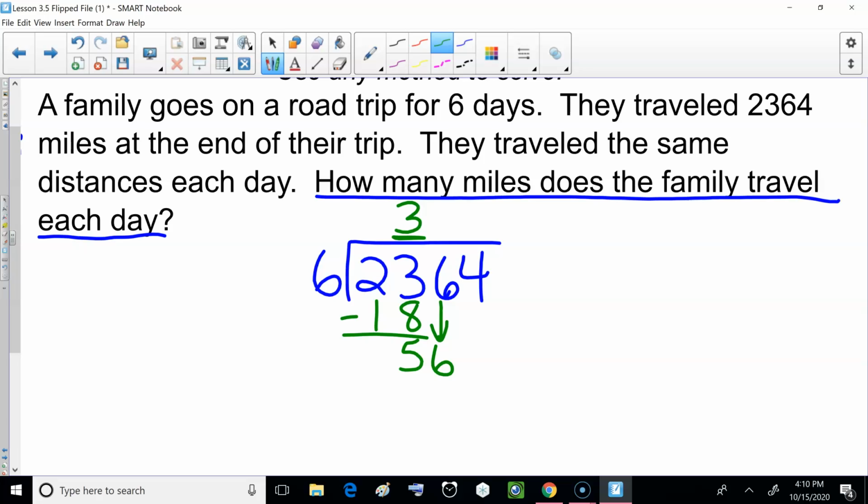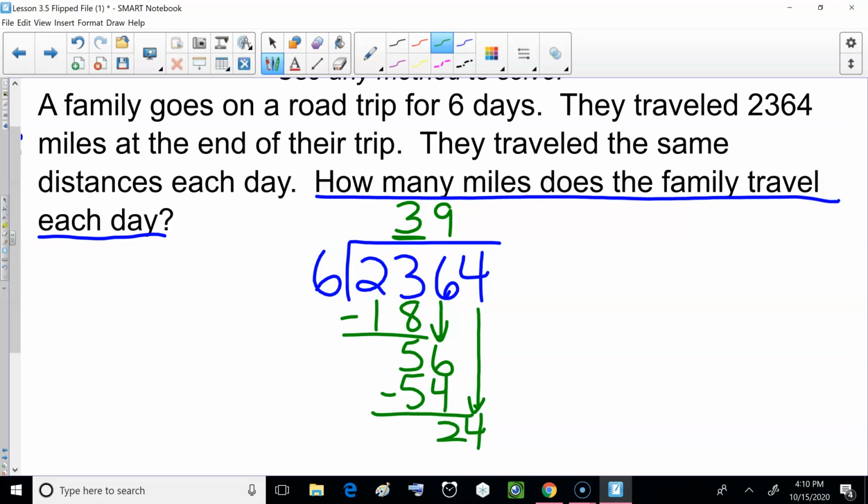56 is really close to 60, so it's going to be really close to 10. So I'm going to go with 9. 9 times 6 is 54, using my 9 strategies. 56 minus 54 is 2. 2 is less than 6. I can move on to the next place value.